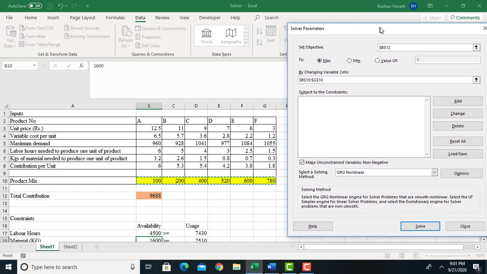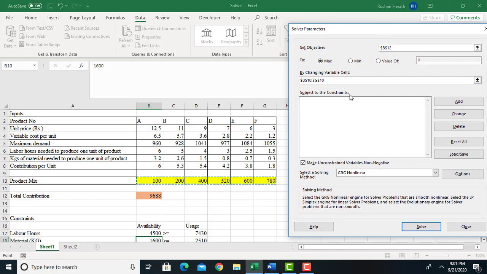So you select it. It's quite straightforward. It asks you several questions, and you are going to answer that. The first, it asks you what the objective is. You specify that you want to maximize the total contribution. Then how are you going to do that? By changing the product mix.